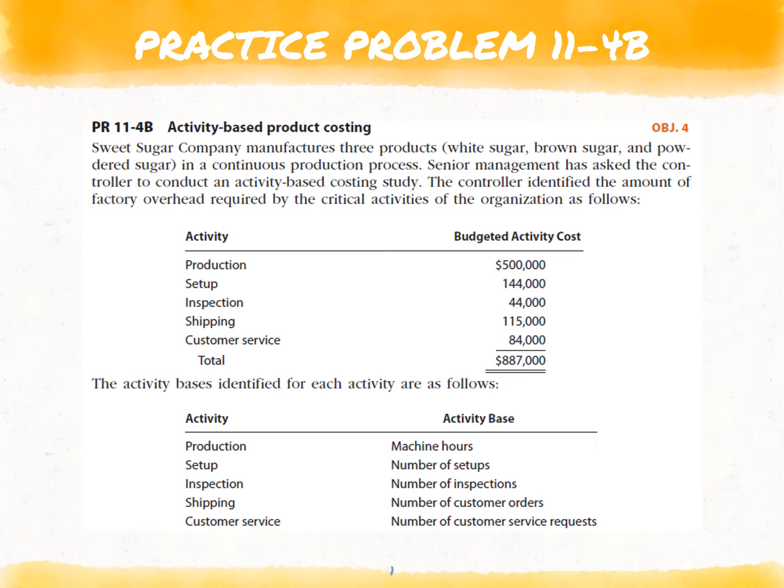Activities: production with activity cost of $500,000, setup $144,000, inspection $44,000, shipping $115,000, and customer service $84,000, for a total of $887,000. The activity bases identified for each activity are as follows. Production: machine hours. Setup: number of setups. Inspection: number of inspections. Shipping: number of customer orders. And customer service: number of customer service requests.